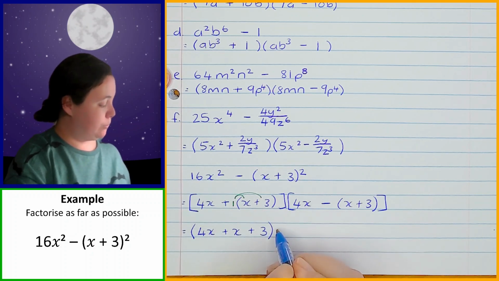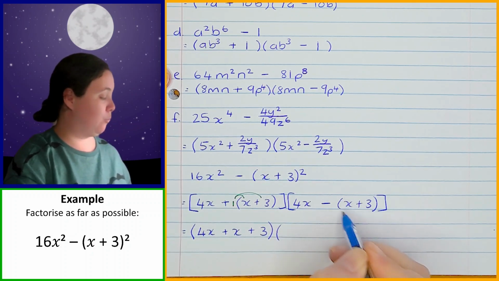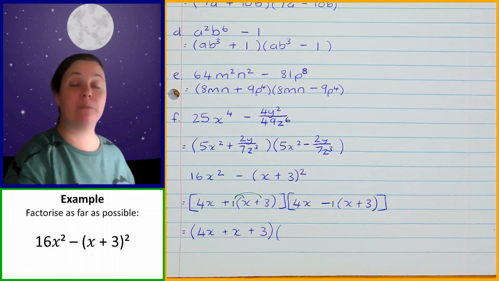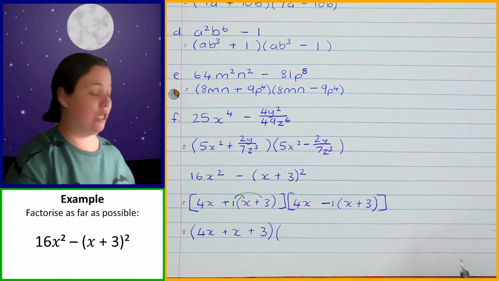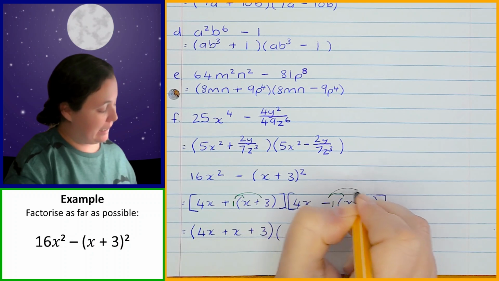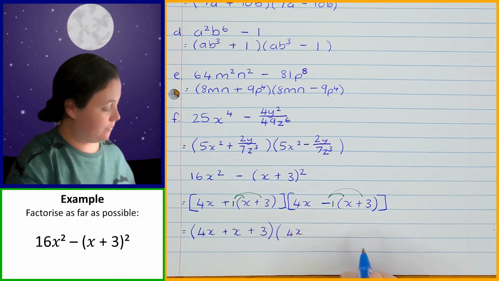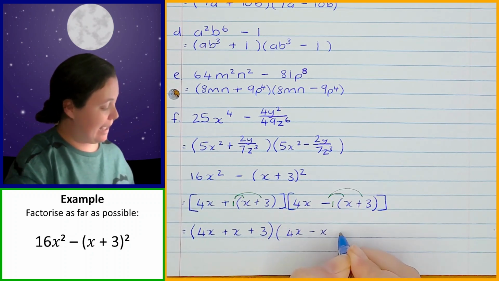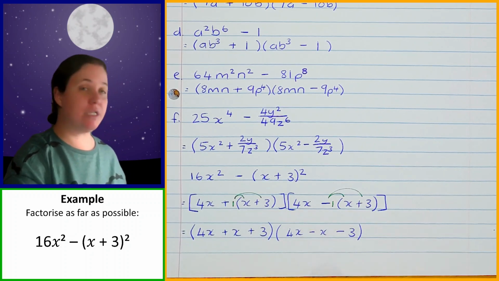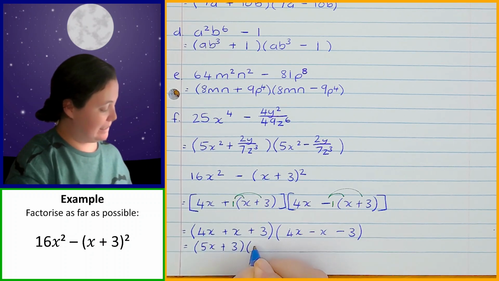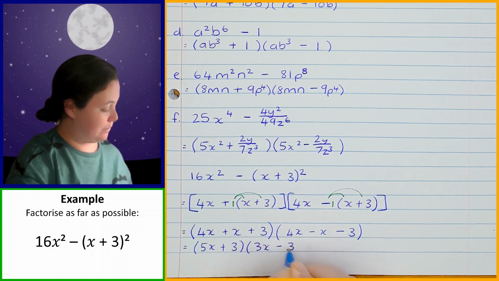Okay, but then in this one over here, this is where it was super important to keep those brackets, because here I'm multiplying in negative 1. Remember, when we multiply negative 1 by a number, the number is going to change its sign. So negative 1 times x and negative 1 times 3. And that's going to be different to what happened over here. So I have 4x, then minus x, and minus 3. And now I need to go and simplify what's inside these brackets. So I have 4x plus x is 5x plus 3. And then 4x minus x is 3x minus 3.